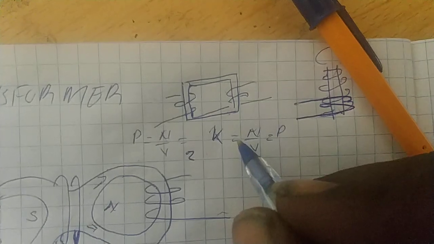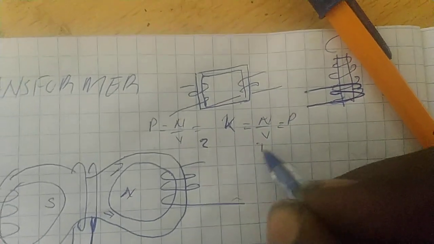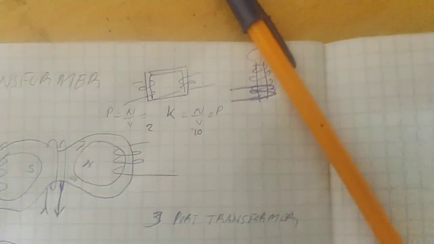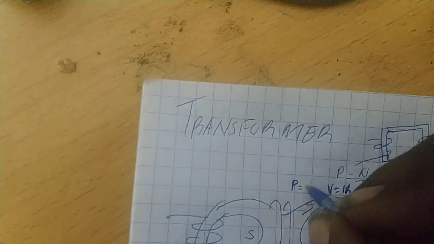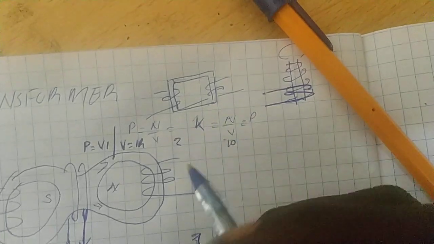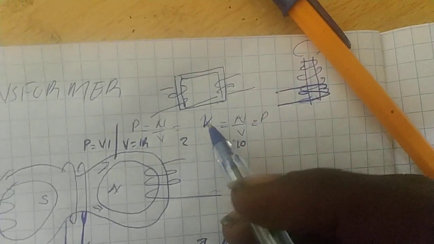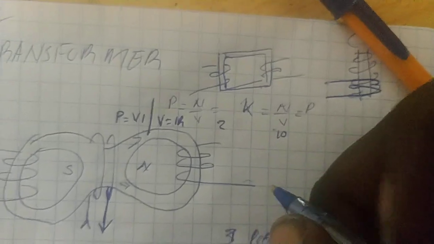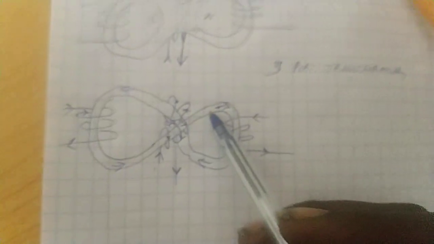So 2, 20, 10, 10 volts. But always remember, it's V equals to IR, and power equals to VI. But remember this, the voltage will go higher if, so for a step down, we are constantly stepping down the, I can't remember.